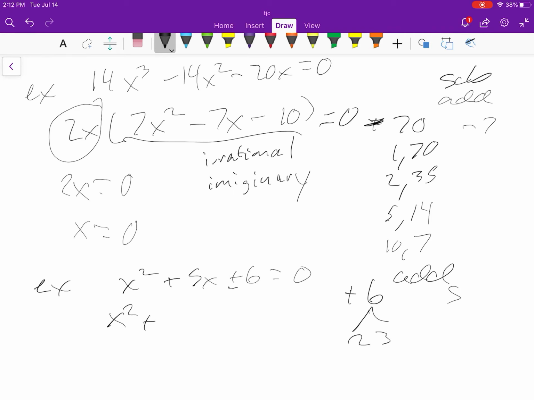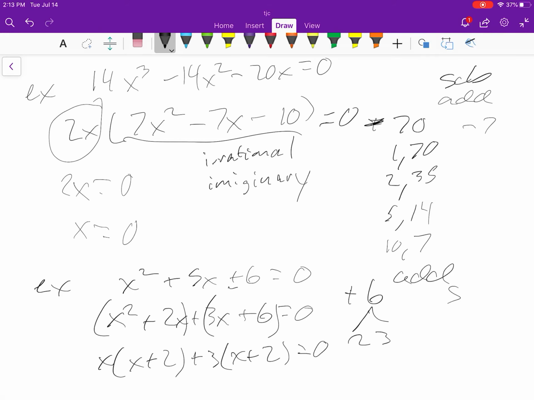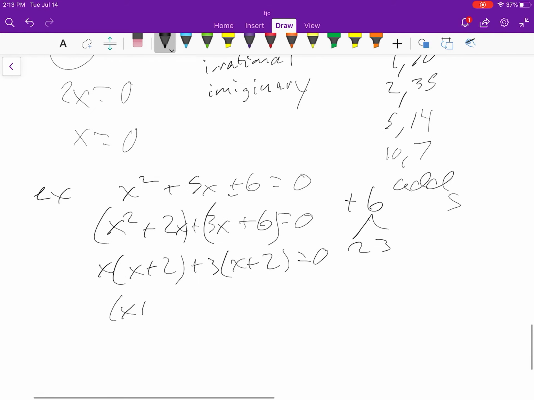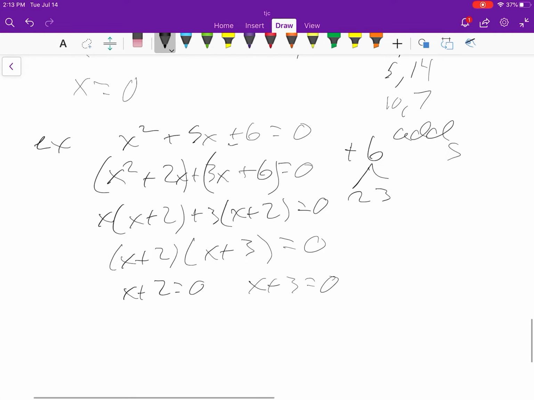So we'd replace the 5 with the 2 and the 3x. Then factor by grouping. Here you're going to pull out an x, gets x plus 2. Here you're going to pull out a 3, get x plus 2. They're the same, so you factor out an x plus 2 from both. And you get x plus 3 equals 0. Then set each of the factors equal to 0. And you're going to get x equals -2 and x equals -3.